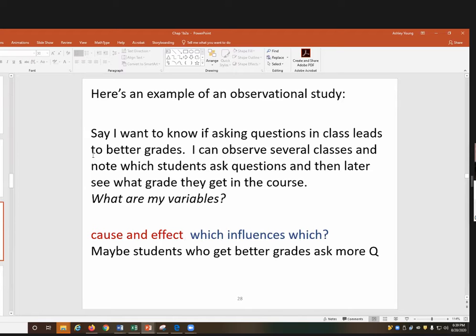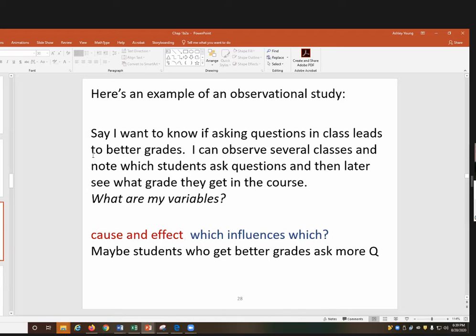So not the question, so that gets tricky. I'm not saying what question am I asking about the students. I'm saying what question am I asking the students? Do you see the difference there? And so what am I asking them? I'm asking them, what grade did you get, and did you ask questions?